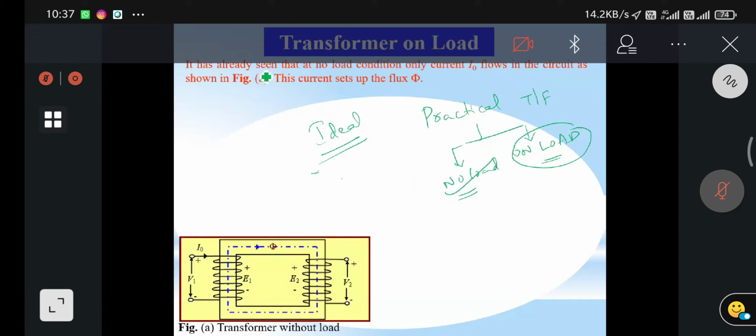It has already been seen that at no load condition only current I naught flows in the circuit, as shown in figure A. Transformer without load. This current sets up the flux phi. This I naught sets up the flux phi, which links with the primary and secondary, so both E1 and E2 are induced in the primary and secondary respectively.